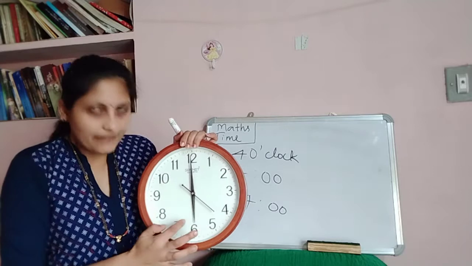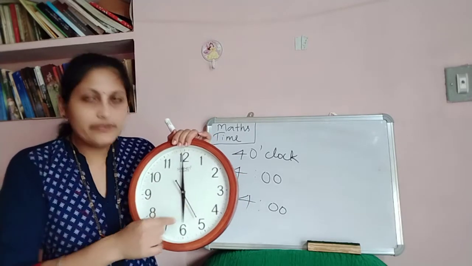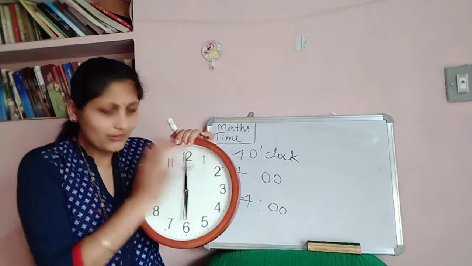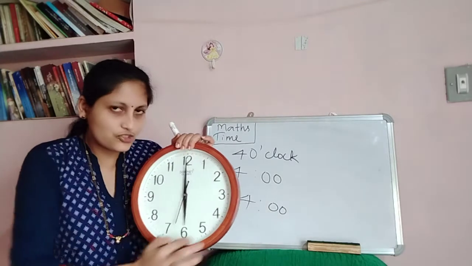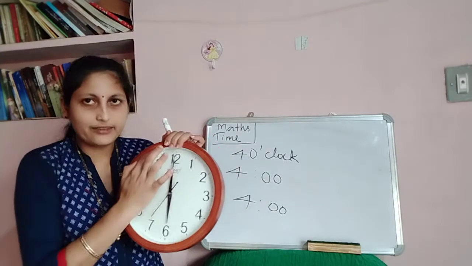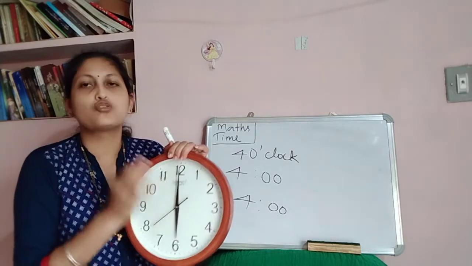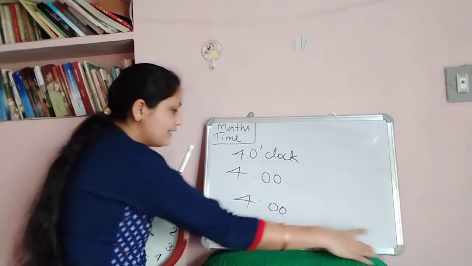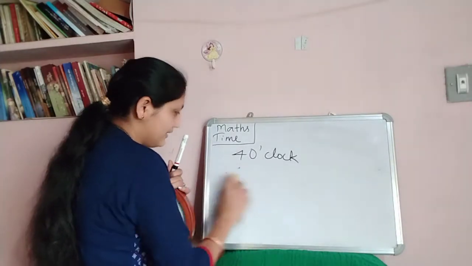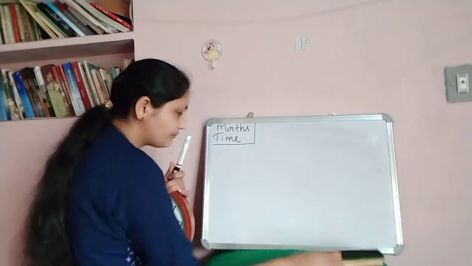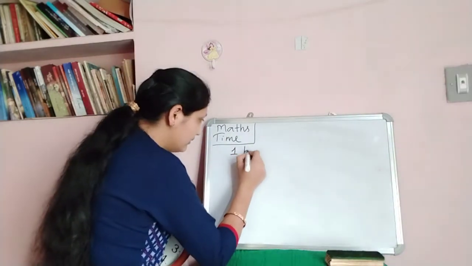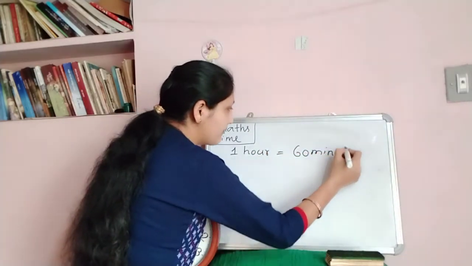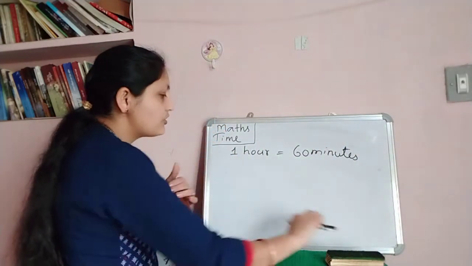So in an hour, 5 to 6, it is 1 hour. So in 1 hour, how many minutes are there? You have seen the long hand has completed one complete round, isn't it? Means it has passed 60 minutes. So there are 60 lines. It has passed all the 60 lines, isn't it? So in 1 hour, there are 60 minutes. Okay. How many minutes are there in 1 hour? It is 60 minutes. So 1 hour is equal to 60 minutes.